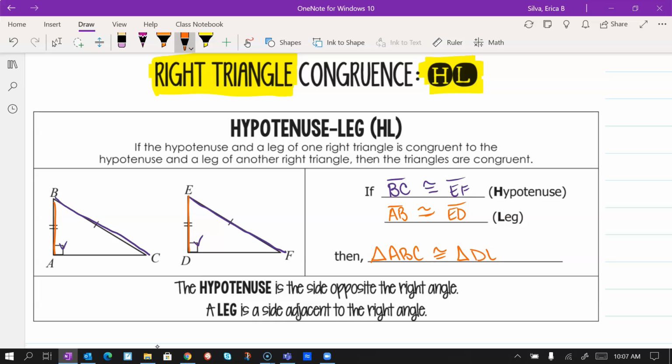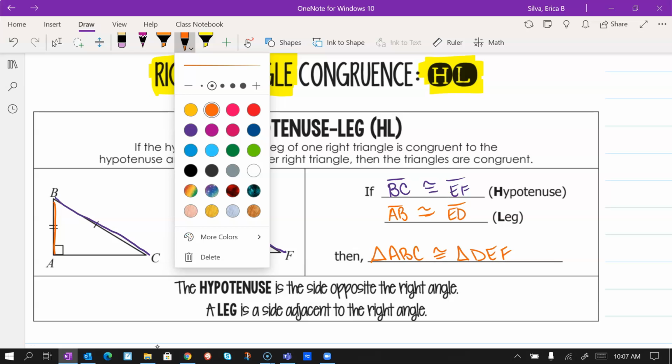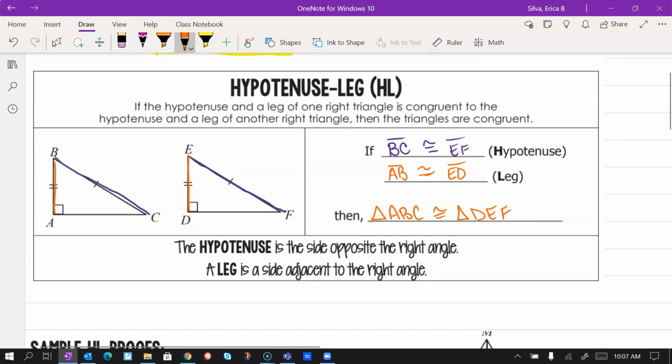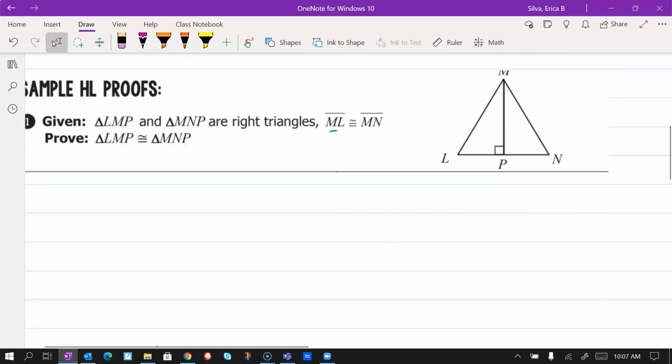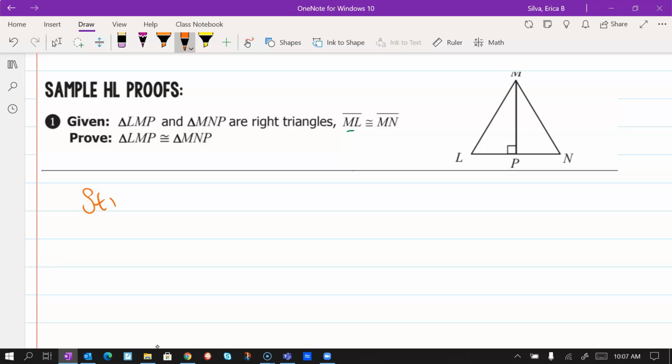to triangle DEF. Now, this is the only time that side-side-angle works. But remember, we never use that one. We can only use it with a right triangle, and it has a specific name. All right, let's look at our first proof. Go ahead and write that down, and let's set up our two-column proof. We've got our statement and our reason.